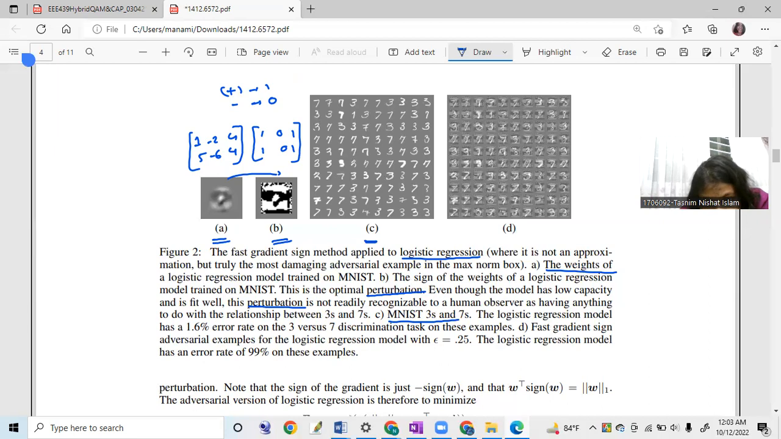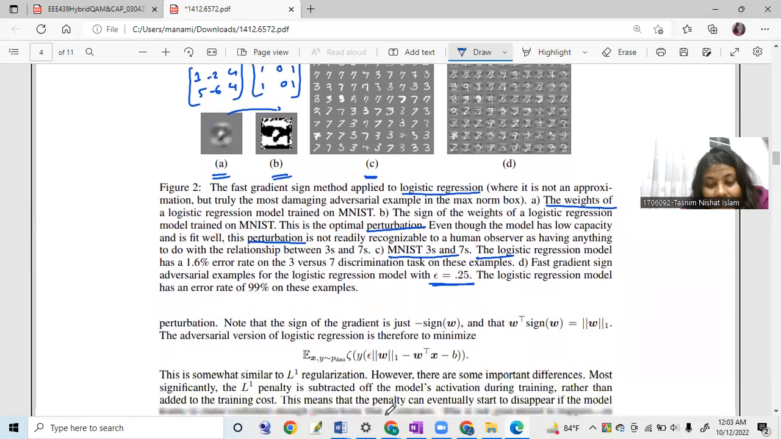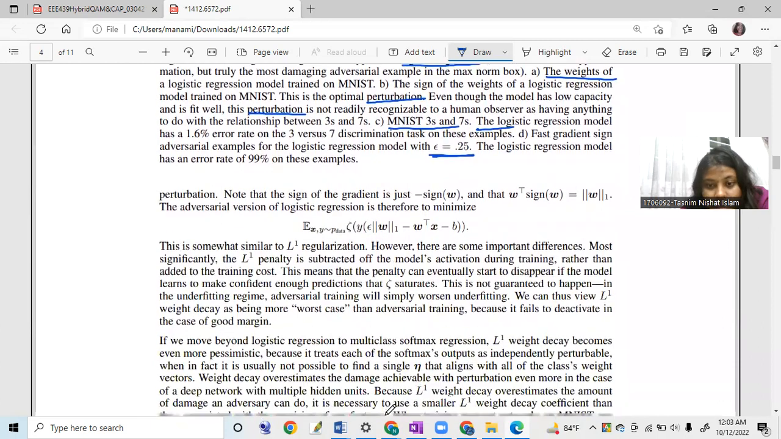Fast gradient sign adversarial examples for a logistic regression model. Eta is just a parameter for how polluted you want the data to be. Here we can see, say for 7, the background is pretty good, but here it's hazy, so you can't quite understand it. And what we see, the sign of the gradient is just the sign. That's what we predicted. See, it works every time.